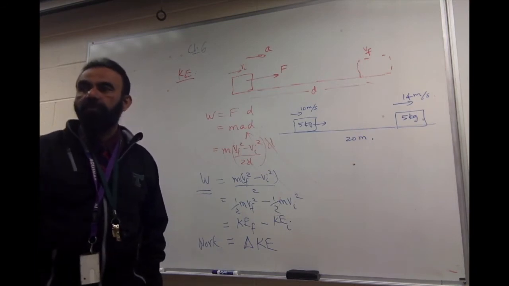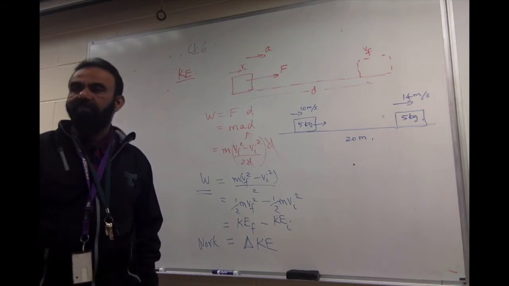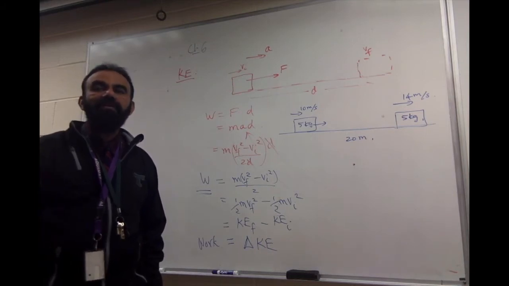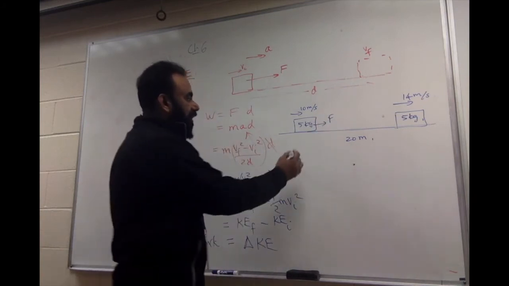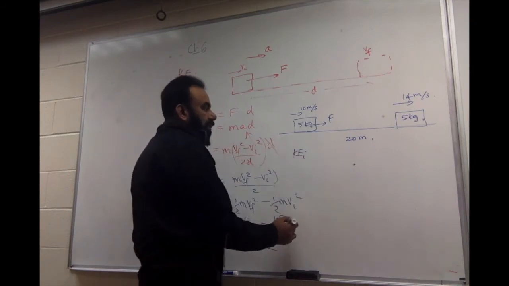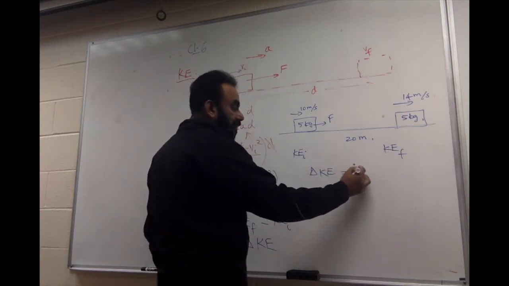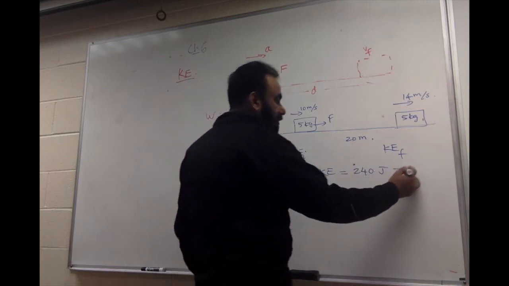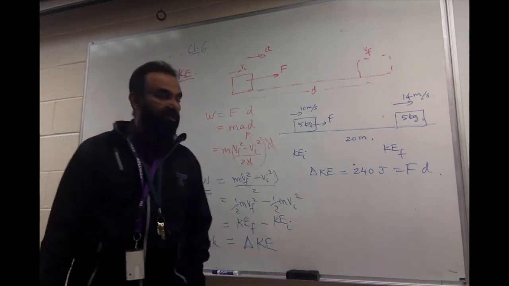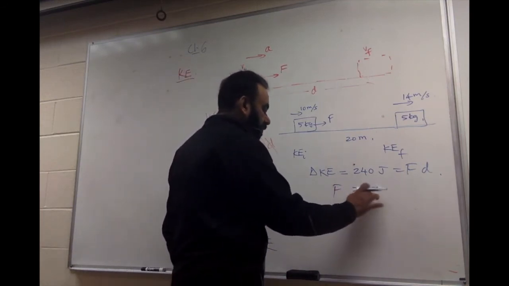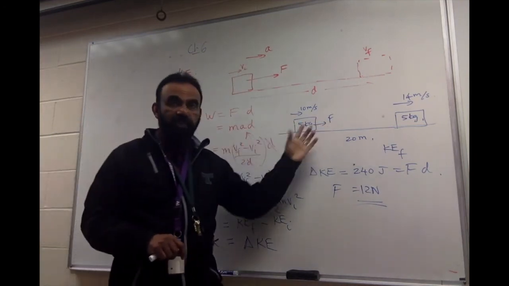How much is the force? 240? I probably screwed something up. 12 newtons. Oh, I'm asking for the force. What you found out was the energy difference. The initial kinetic energy is something, the final kinetic energy is something else. The change in kinetic energy, if you work it out, comes out to 240 joules. And that is equal to the force times displacement. The force acting on it is F, displaced 20 meters, so therefore the force is equal to 12 newtons. So that is the net force that makes it go from here to there.